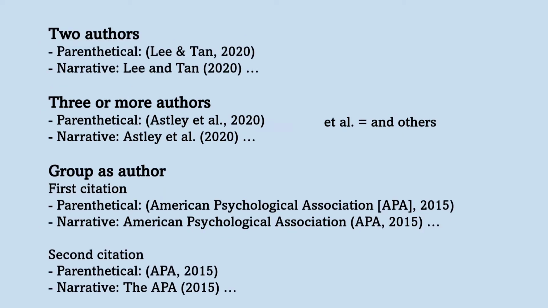If your source has two authors, use an ampersand between their surnames in parenthetical citation. Meanwhile, in narrative citation, use "and" between their surnames. If your source has three or more authors, use et al., which means "and others", after the first author. If your author is a group, use their full name in your first citation and only use the abbreviation in your second citation onwards. And now we will move on to the next part, which is reference.